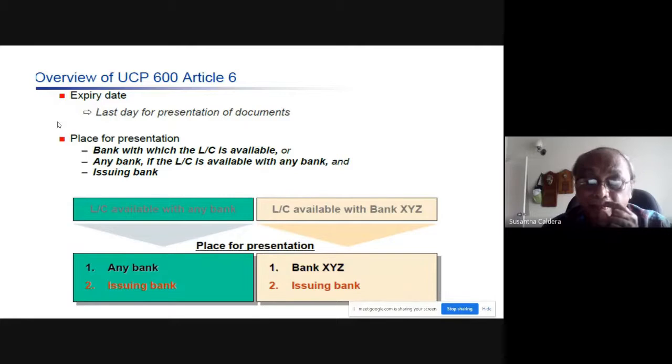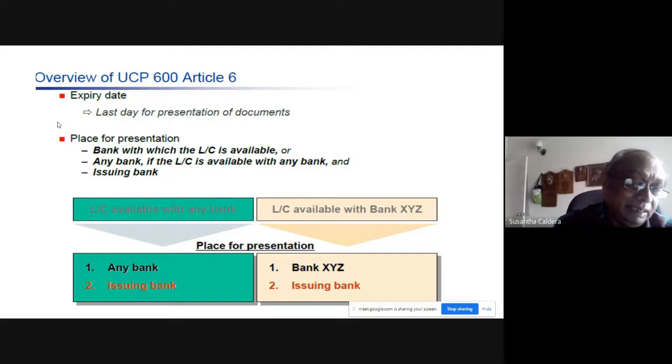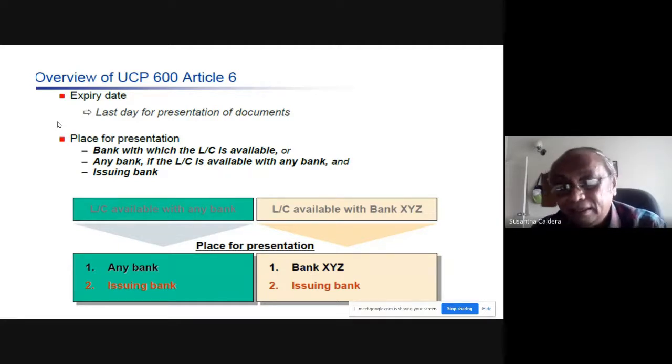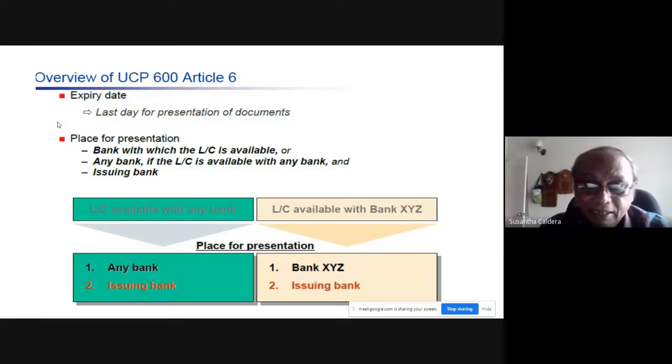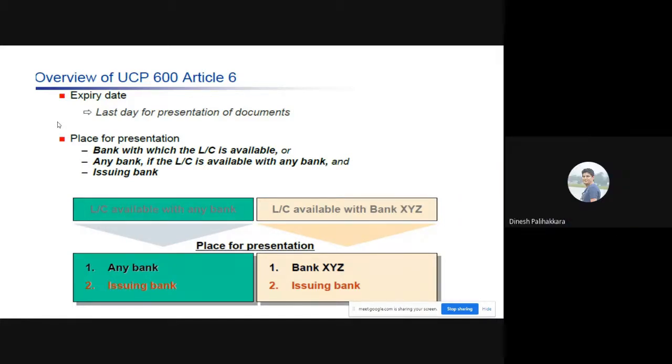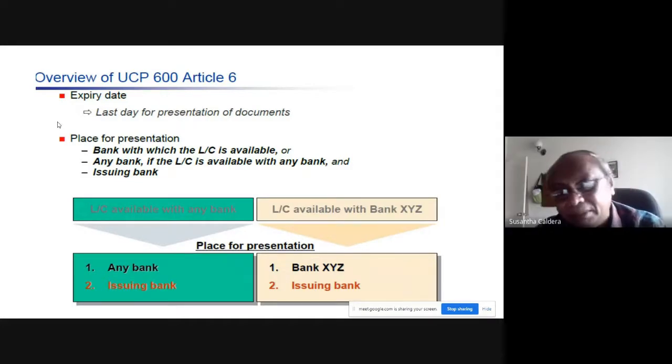If by chance we say the LC is available with any bank, then what is the place for presentation? LC available with any bank. Any bank, or the issuing bank. The issuing bank is the ultimate paying bank.